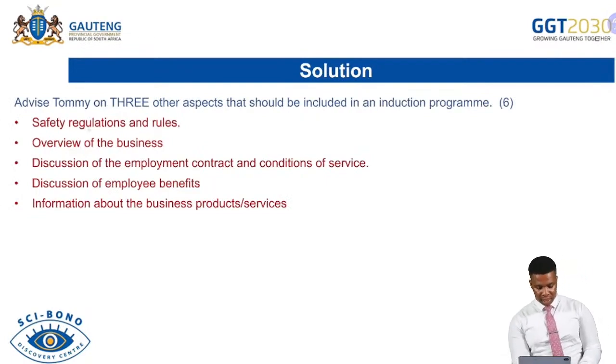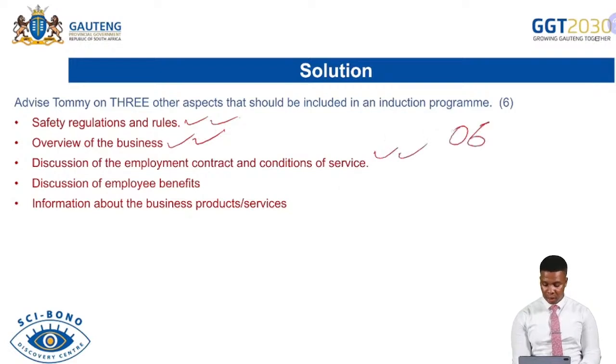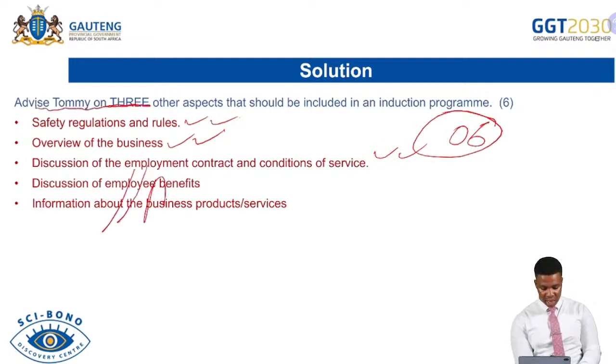Now, advice to Tommy on other 3. Other 3 is safety, regulations and rules, 2 marks because it's not in the scenario. Overview of the business, 2 marks for that. And then discussion of the employment contract and conditions of service, 2 marks for that. And that's how you get your 6. And then we have what now? Here, we don't mark this. Why? It's because the question made it clear that we only want 3 other aspects. So if you write more than that, and you start with incorrect answers, they will be marked incorrect.